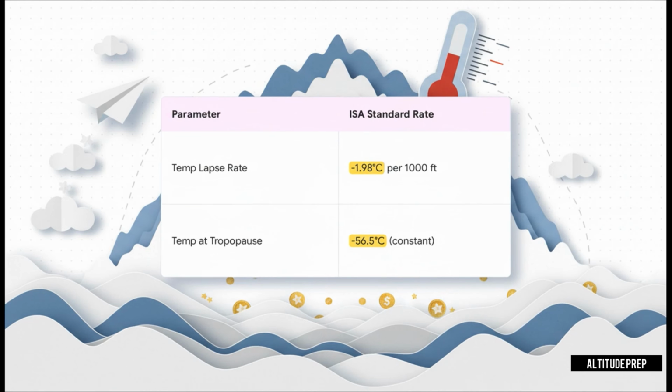ISA also defines exactly how temperature is supposed to change as you climb. The standard lapse rate is a decrease of 1.98 degrees Celsius for every 1,000 feet you go up, right until you hit the tropopause at about 36,000 feet. At that point, the temperature just stays constant at a chilly minus 56.5 degrees. These numbers are pure gold for your exams.